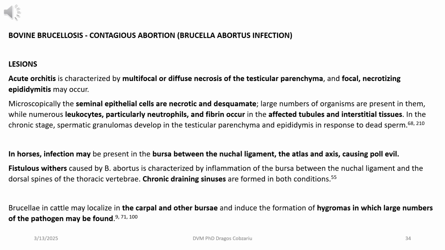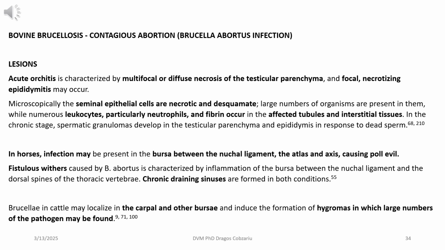Acute orchitis is characterized by multifocal or diffuse necrosis of the testicular parenchyma, and focal, necrotizing epididymitis may occur. Microscopically, the seminal epithelial cells are necrotic and desquamate, and large numbers of organisms are present in them, while numerous leukocytes, particularly neutrophils, and fibrin occur in the affected tubules and interstitial tissues. In the chronic stage, spermatic granulomas develop in the testicular parenchyma and epididymis in response to dead sperm.